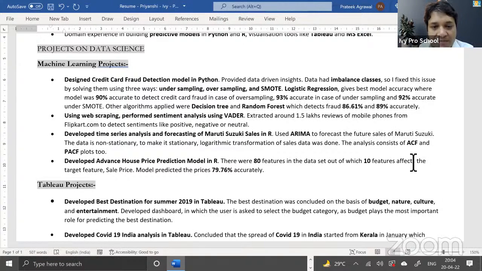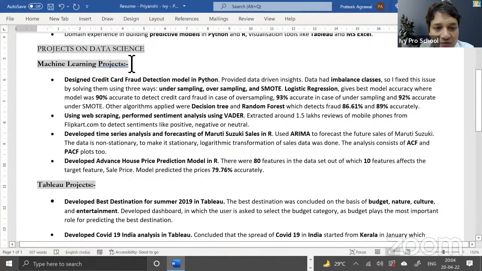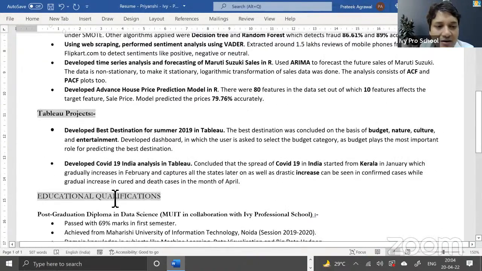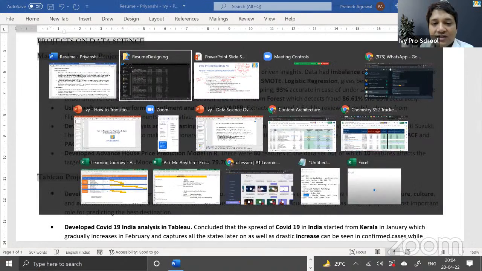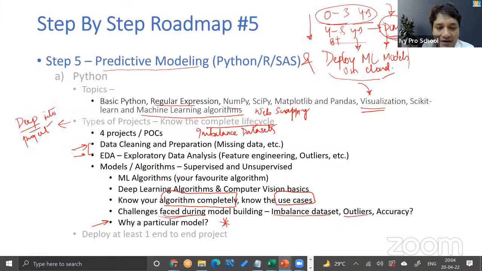So these were the 5 steps. And by the way, if you notice here, the projects are intelligently picked. She might have worked on more projects, but she has intelligently picked those projects where she had different kinds of problems: web scraping, multiple models, time series, a regression project, and visualization projects are separately given here. So, intelligently defined resume, project selection in the resume, right?